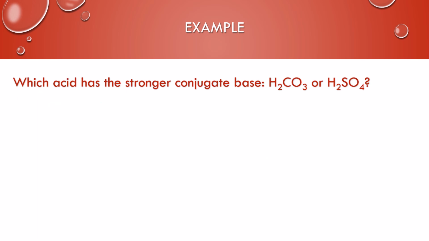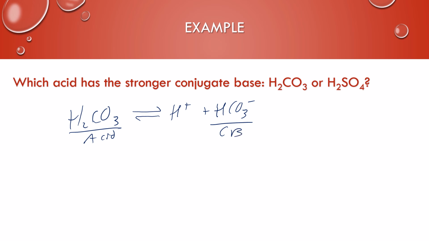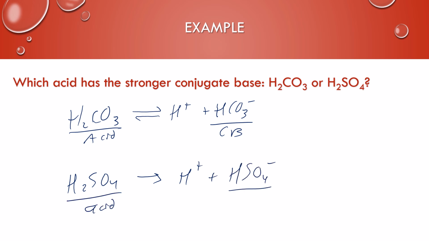Okay, so here's an interesting question. Which one has the stronger conjugate base, H2CO3 or H2SO4? I'm going to write this out really quick. H2CO3. When it dissociates in water, because this is a weak acid, you're going to have an equilibrium system, and you'll be left with the HCO3 minus. And so this is our acid, and this is our conjugate base. The sulfuric acid, H2SO4, is a strong acid, so a single arrow, that will also lead to an HSO4 minus. This is our acid, and this is our conjugate base.